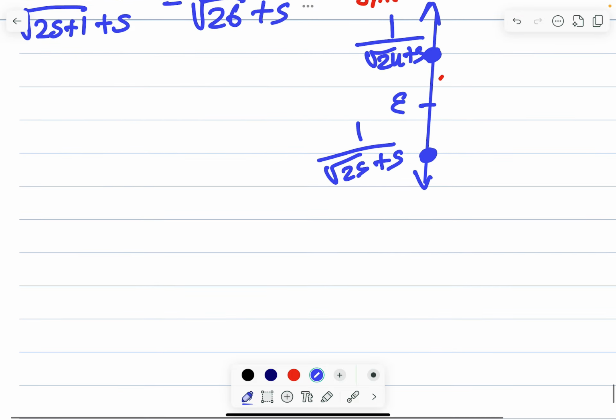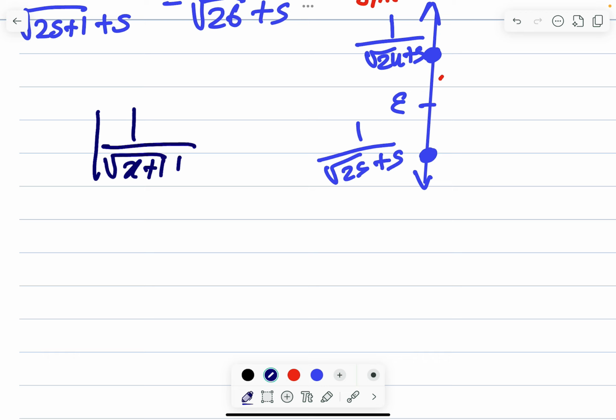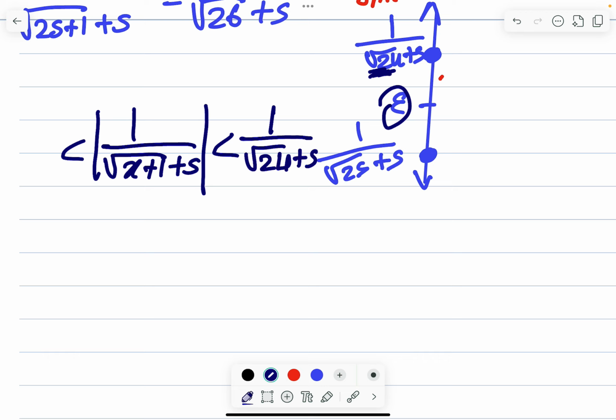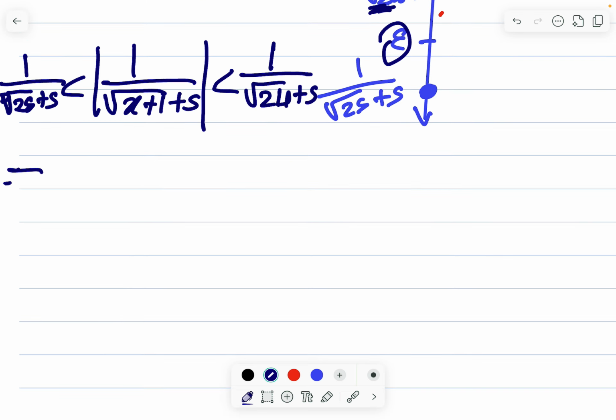Understand? So my function, 1 over square root of x plus 1 plus 5, is less than what, but greater than what? It's less than this. Here we want this. It's less than 1 over square root of 24 plus 5, but greater than 1 over square root of 25 plus 5. Understand? It's correct.